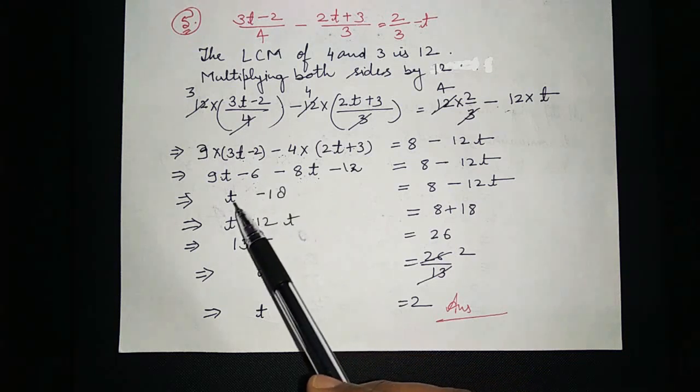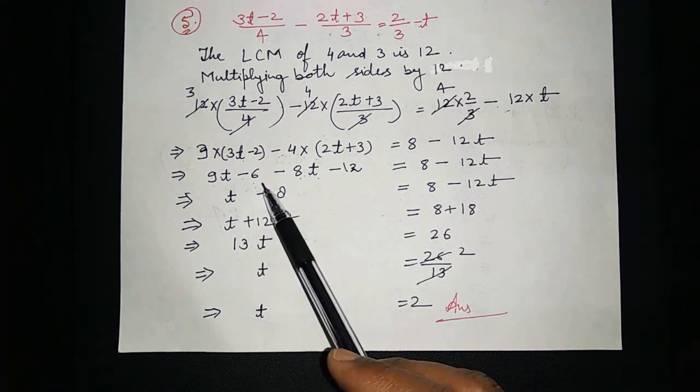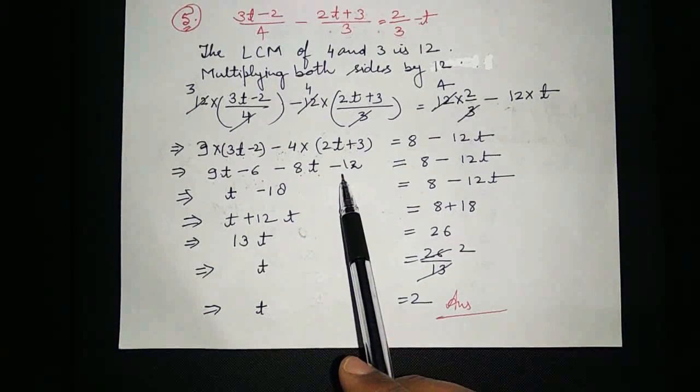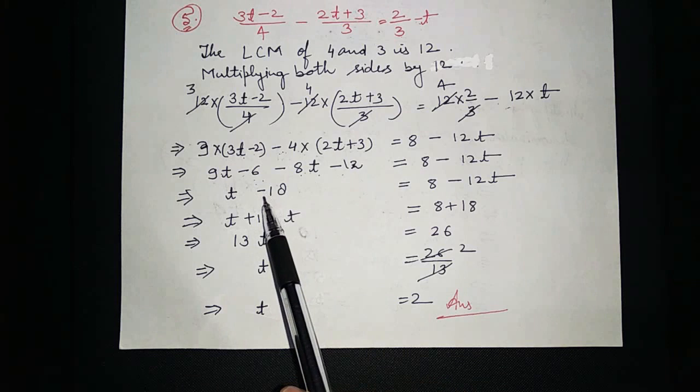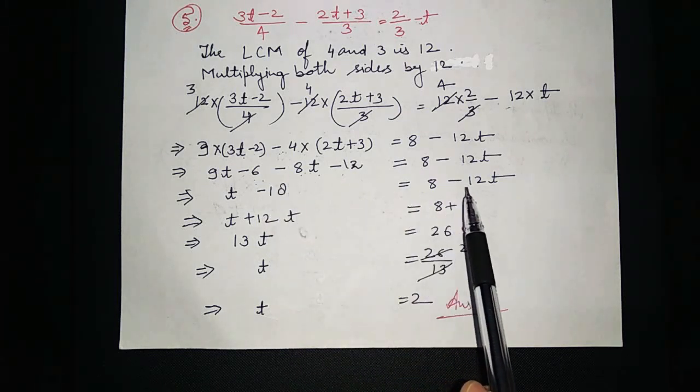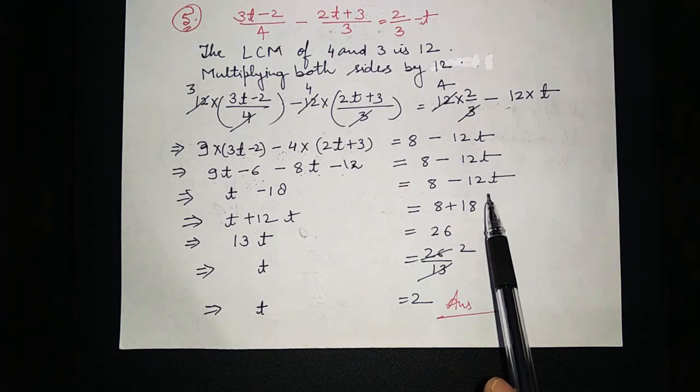For this we will write t, and minus 6 and minus 12. If we add we will get minus 18. And on the right hand side we will write 8 minus 12t.